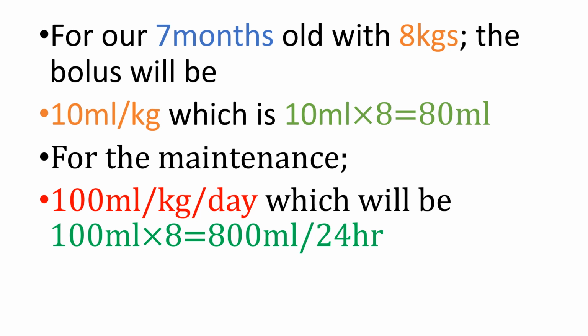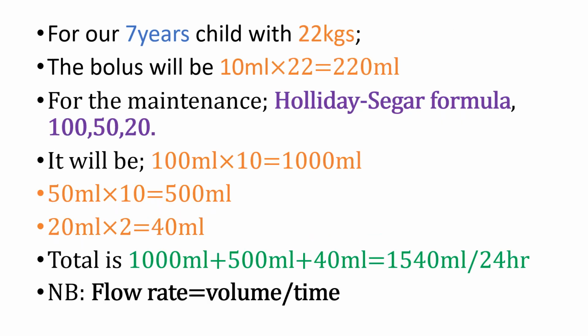For a 7-month-old with 8 kgs, the bolus will be 10 ml per kg. That is 10 times 8, you get 80 ml. For the maintenance, 100 ml per kg per day, 100 ml times 8, you get 800 ml over 24 hours. To get the flow rate, you get the total volume, which is 800 ml, divided by 24 hours, you'll get the answer in ml per hour. That will be the flow rate.